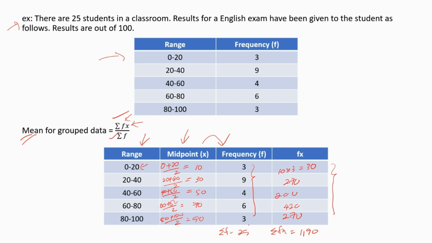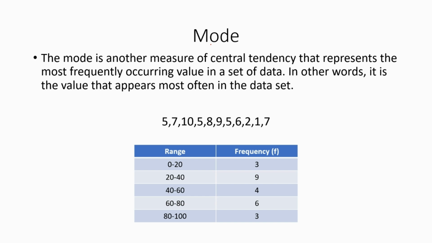Now we can calculate the mean for the grouped data, which is equal to sigma fx divided by sigma f. This is equal to 1190 divided by 25. This is equal to 47.6. So this is the average value for the grouped data.